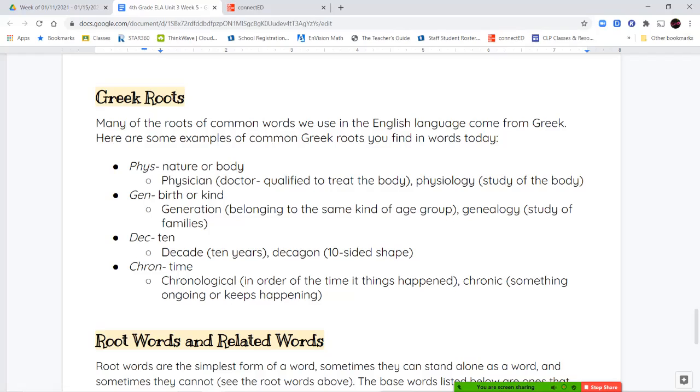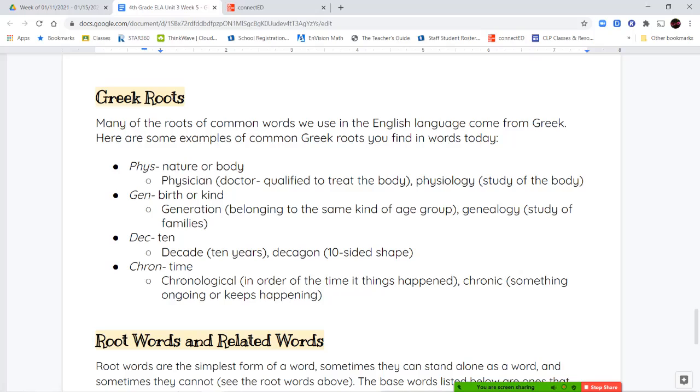And the last one we're going to look at today is the root chron, C-H-R-O-N. So chron means time. So if I'm asking you to write something in chronological order, I'm asking you to write it in order that it happened. So first, second, third, fourth. Give it to me in order according to time, chronological.